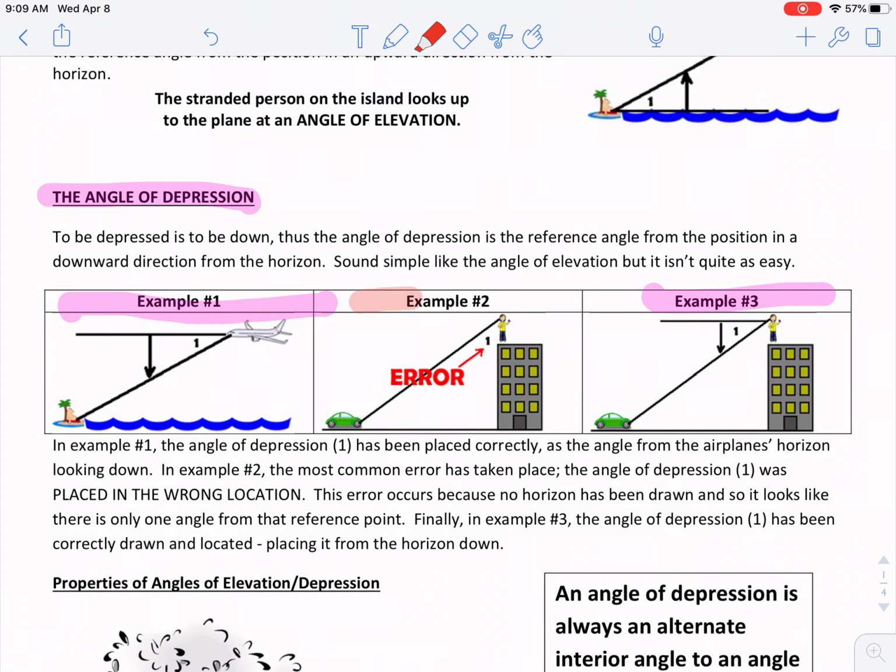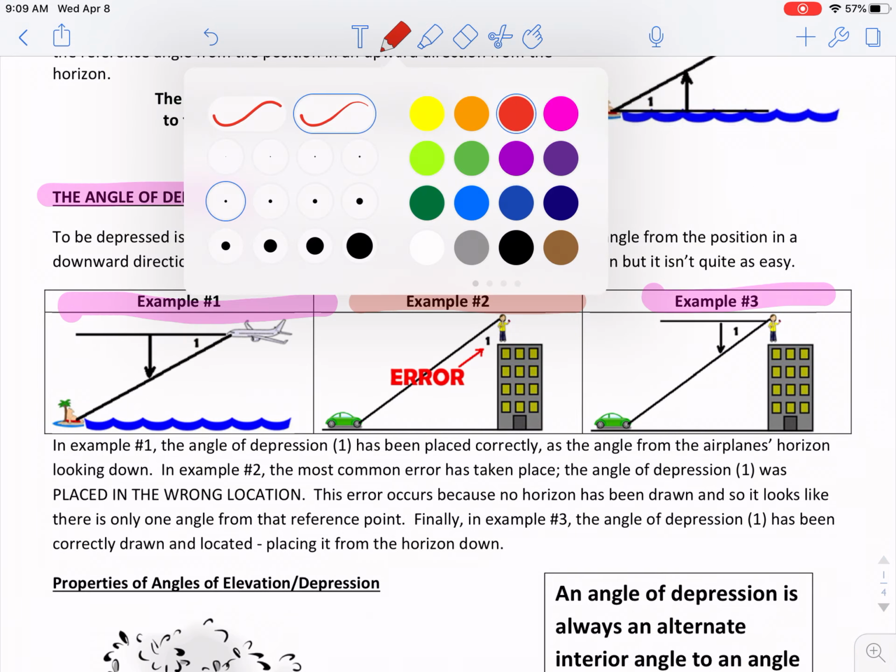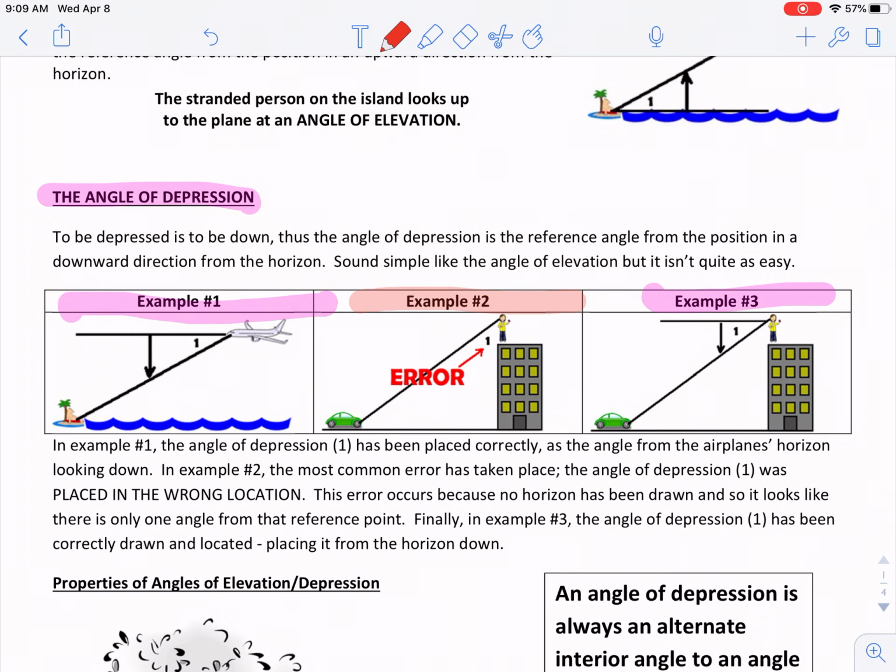This one is labeled incorrectly, all right? So if you have an angle of depression, just make sure that it is not that angle right there. It should be up here instead. You may have to draw that line. Notice then that since this is parallel up here with down here, that is the same as that angle of elevation down there. Just a couple things to notice there.